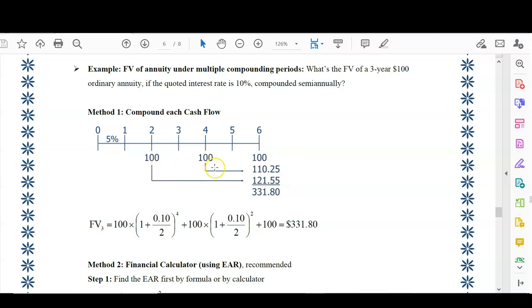For the second 100, we multiply by 1 plus 5% squared. There are 2 half years. We are compounding it from time 4 to time 6. And we have 110.25 as our future value of the second 100.